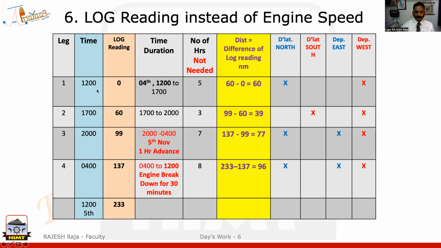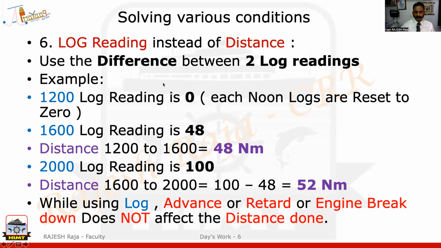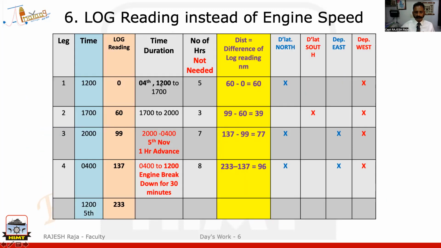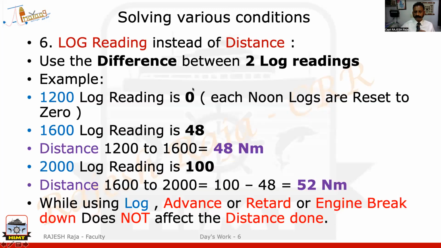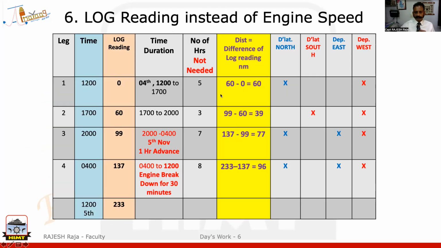So what have you done between 12 and 1700? What I have done is I'm just finding the difference between 60 and 0. 60 and 0 is 60. I don't need the number of hours as far as I'm using log reading. It's not needed, clearly written.